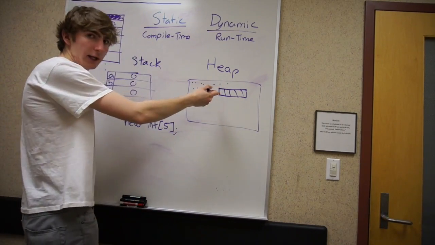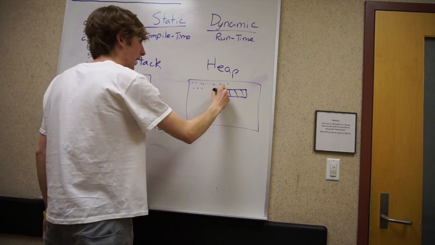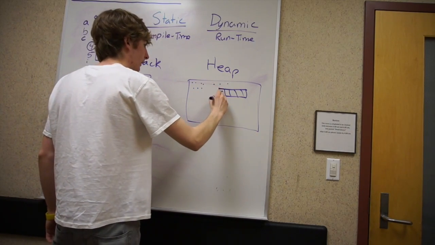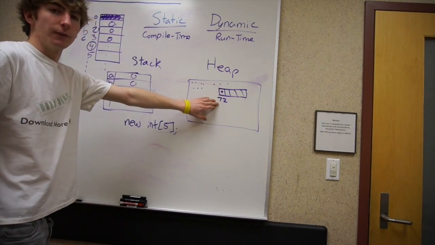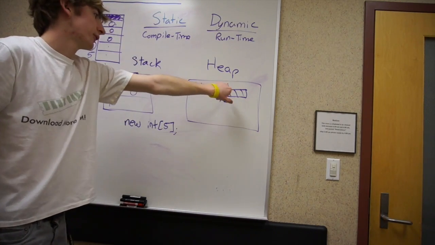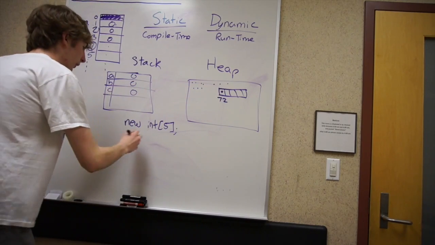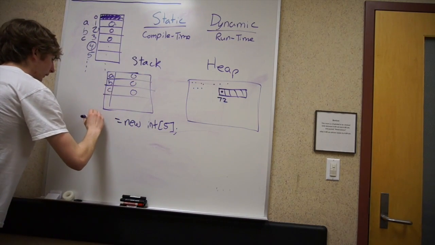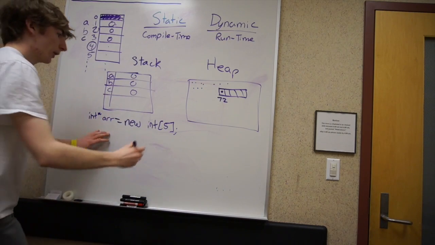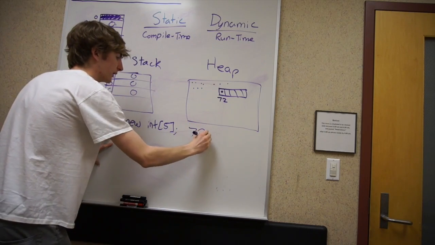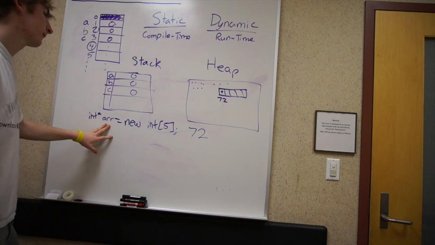And like any place in memory, it has an address. So this beginning spot, let's say it's like 72. That's the pointer. It's going to give you the pointer to this new chunk of memory. So when you do this, let's say int star array equals new int 5. Then array is going to be equal to 72, because it's just a pointer.